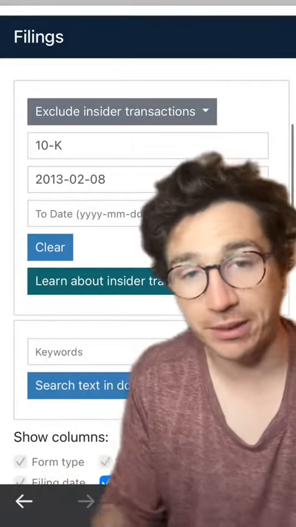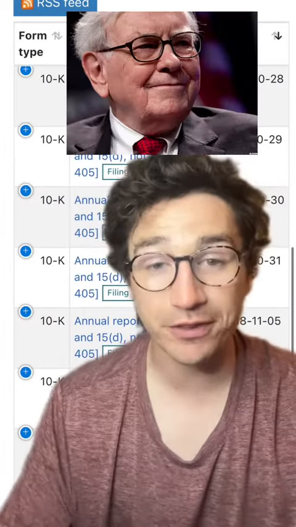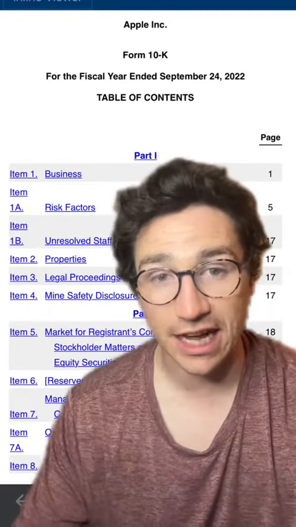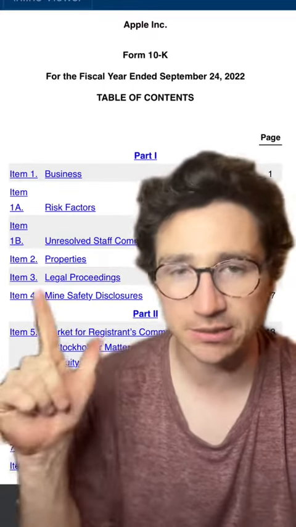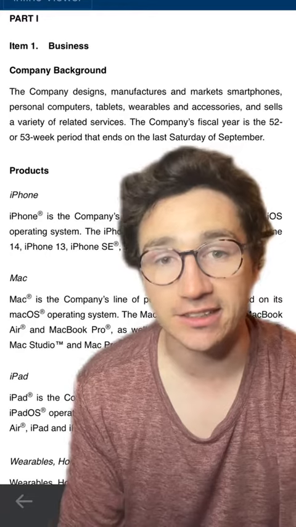If you type in a form name in the filter, it will show you only that specific form. The 10K is what Warren Buffett reads for fun. The 10K is an annual report that provides a comprehensive analysis of the entire company's business, management, and financial condition. It's one of the more detailed reports, and it gives you a good insight into how the company functions.